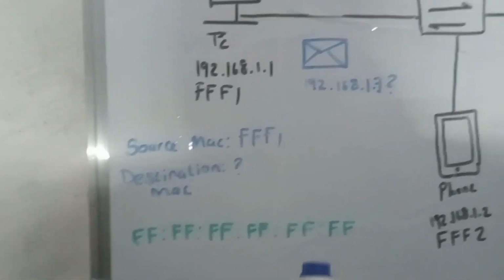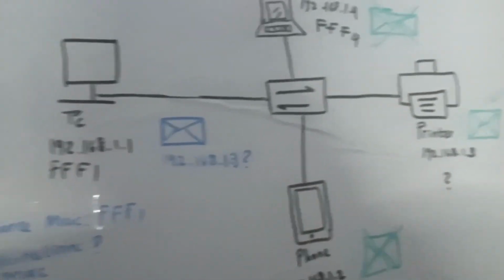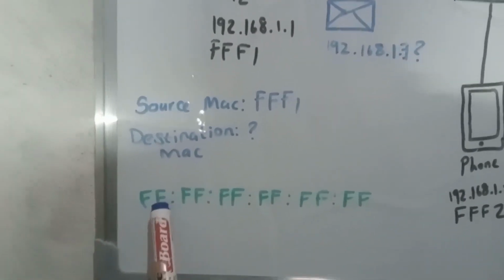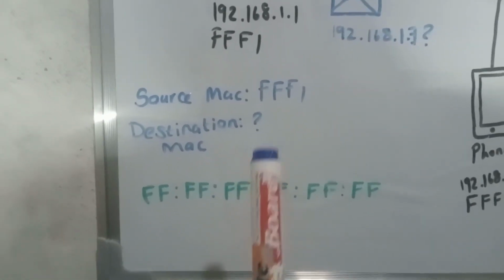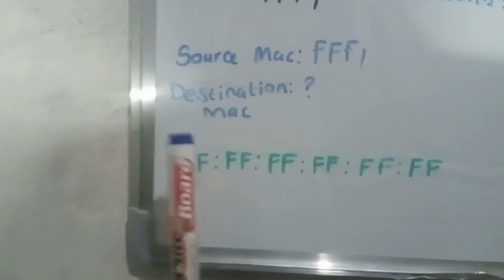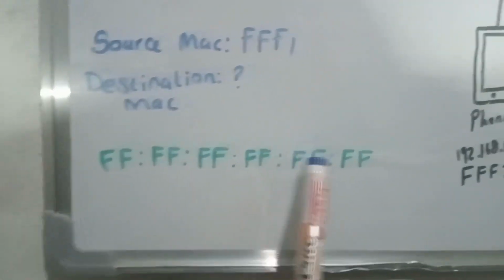Now, the only way this conversation was made possible was because we used a broadcast. Broadcast means one device sends a data packet to all the devices on the network. And this was also possible because we used a specific kind of MAC address, an Ethernet broadcast address, which is FF.